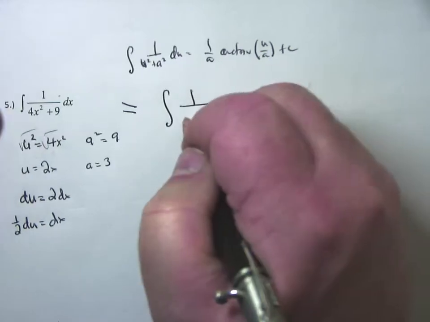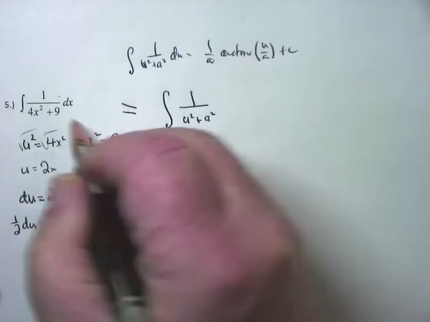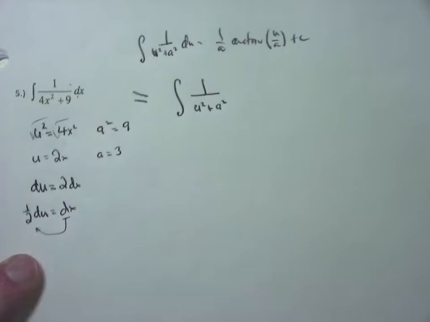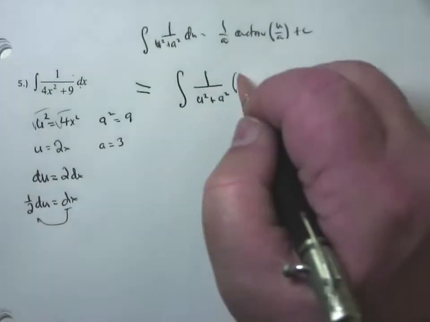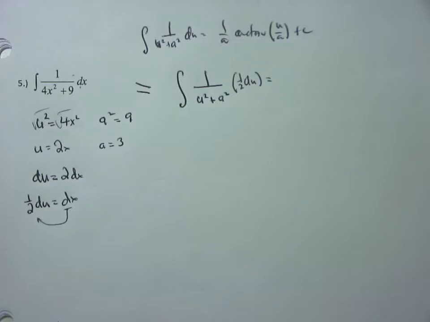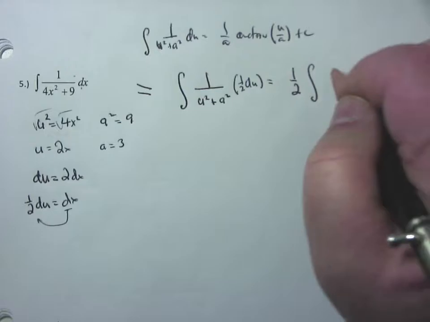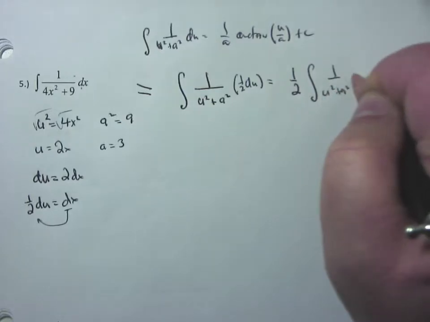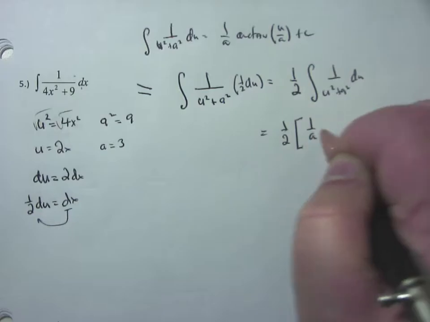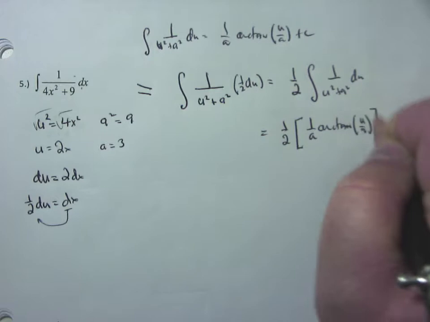So when you substitute into this guy, this will turn into the integral of 1 over the 4x squared, which is u squared, plus the 9, which is a squared. However, the dx is going to get replaced with 1/2 du. Constants get to go where? Out front. So you've got this extra 1/2 times the integral of 1 over u squared plus a squared du. This becomes 1/2 times the formula, 1 over a arctangent of u over a plus c.